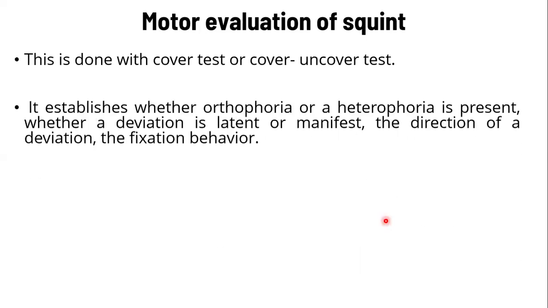Basically less than 6/36, we cannot do the cover and uncover. Can we also do it with 6/60? But the thing is when you are putting the prism over the eye, that again will decrease the visual acuity. So there is no cut point, but at least the patient should see 6/60 or 6/36. Then only you can do a proper cover test.